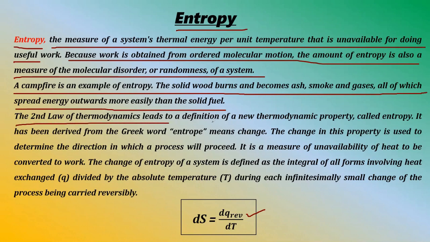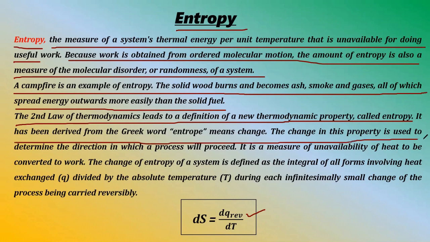The second law of thermodynamics leads to the definition of a new thermodynamic property called entropy. Just like the first law of thermodynamics was called the law of internal energy, the second law of thermodynamics is called the law of entropy. It has been derived from the Greek word entrop, meaning change. The change in this property is used to determine the direction in which the process will proceed.